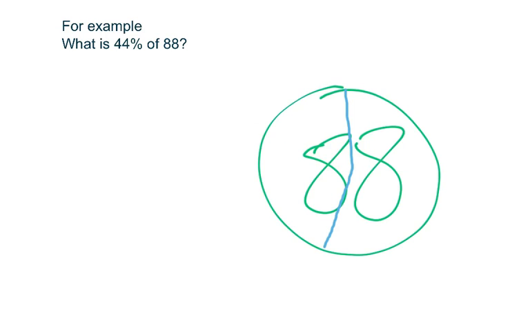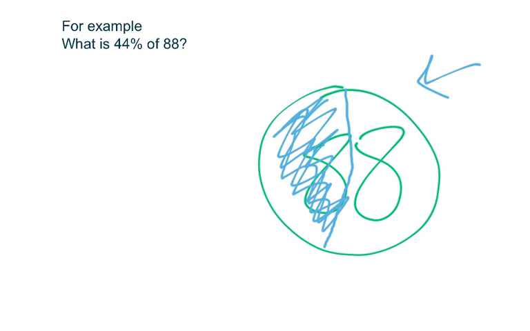First of all, here's an example of something you could see. So the problem would be like, what is 44% of 88? So if this whole circle here is 88 and we wanted to find 44%, it would be about this blue line. This would be about 44% of that number. So what we're going to be doing is using a proportion to figure out what percent this is.